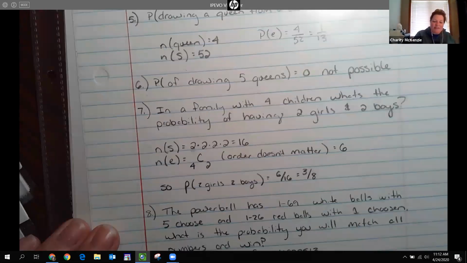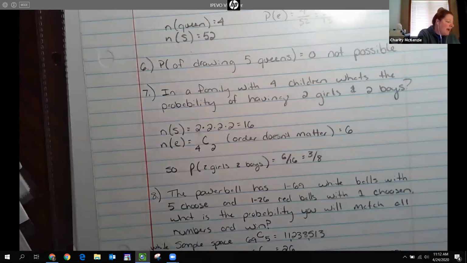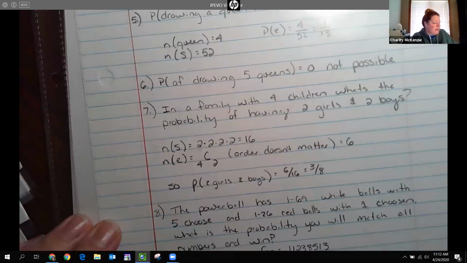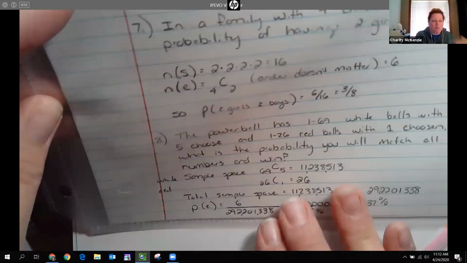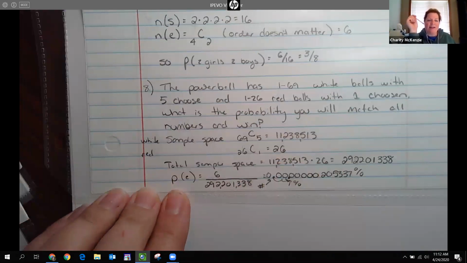I wrote on the back of something. Oh, well. I love this Powerball question here. So the Powerball has 1 through 69 white balls with five chosen. I did not word that right. And 1 through 26 red balls with 1 chosen. What is the probability that you'll match all these numbers and win?